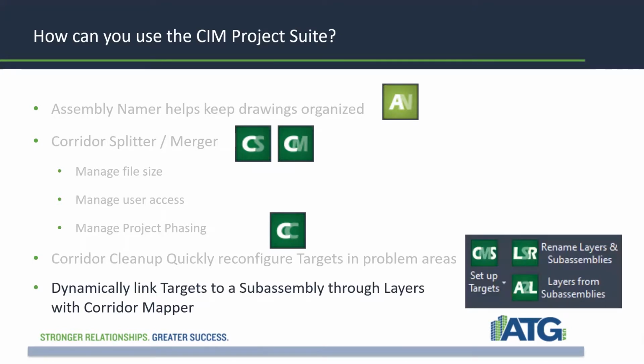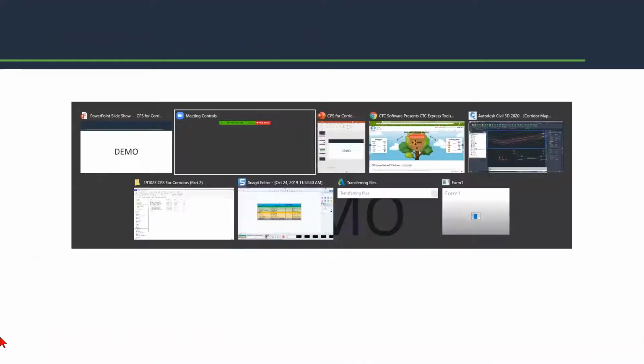But what we're here to talk about today is how we can dynamically link our targets to a subassembly by using layers. And the tool that we're going to use from the CIM Project Suite is the Corridor Mapper toolset. So with that, I'm going to hop right into the software.